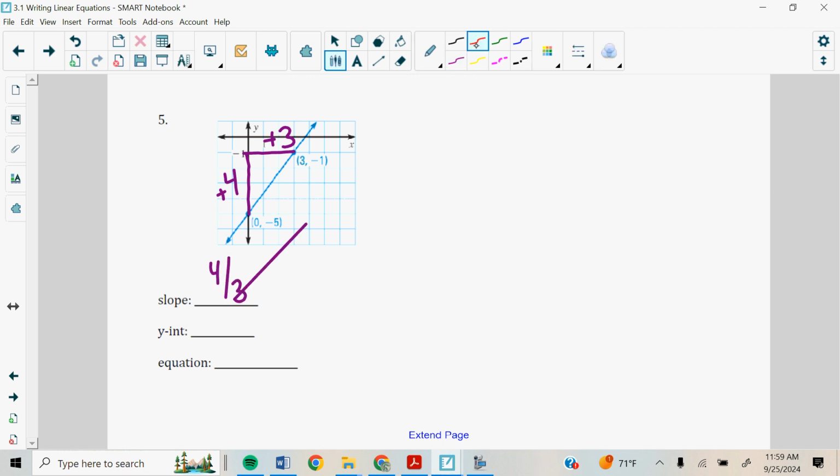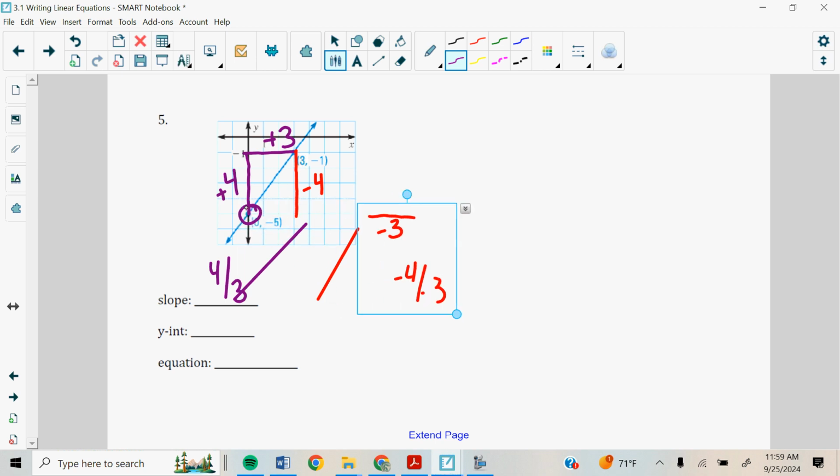Now, if you would have gone the opposite direction and gone down 1, 2, 3, 4, we'd be down -4. And to the left 1, 2, 3, that'd be a -3. And we know that negative over negative becomes a positive. Then we're going to take a look at our graph, and we see that we have our y-intercept here, which if we look, I'm just going to move that over. Our y-intercept is going to be our -5. So now we have our slope and our y-intercept, and we can write our equation. Y equals 4/3 x minus 5.